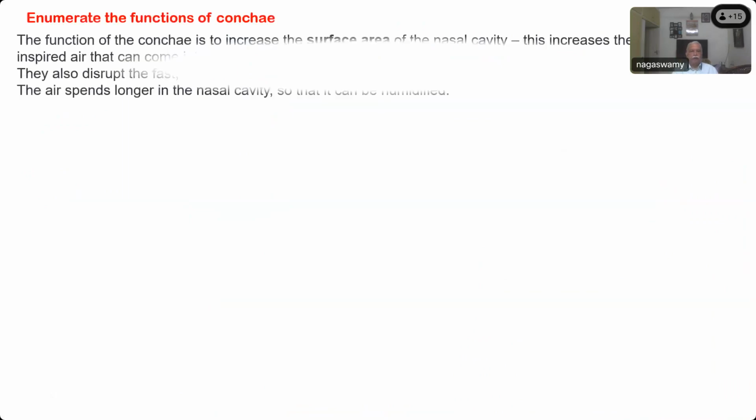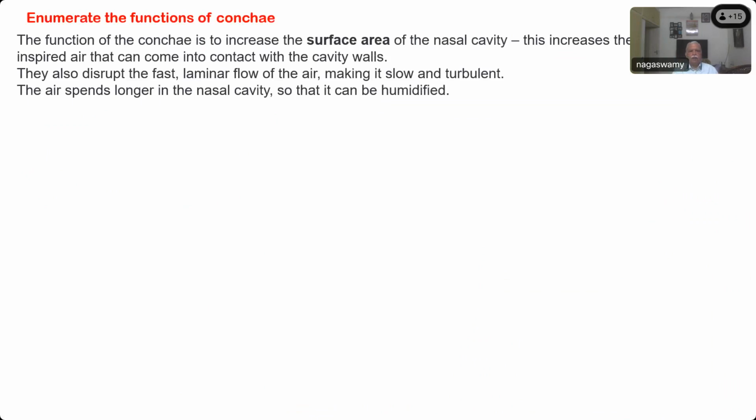Of course, we have seen what all the functions of the turbinates are. They increase the surface area of the nasal cavity, so that the amount of inspired air that can come into contact with the cavity wall increases, and they also disrupt the laminar flow into slow turbulent flow. This is another important function. The fast laminar flow with which we breathe in the air is made slow and turbulent so that it can stay there for a longer time to pick up the humidity and also get better filtered. So this increases the humidification.